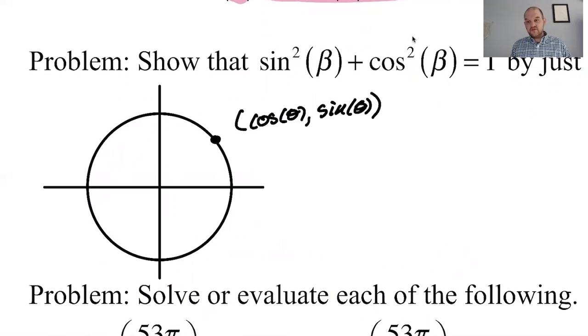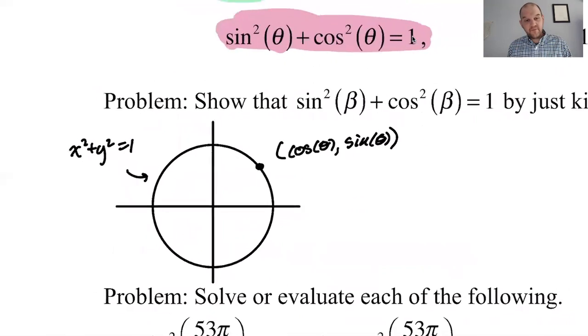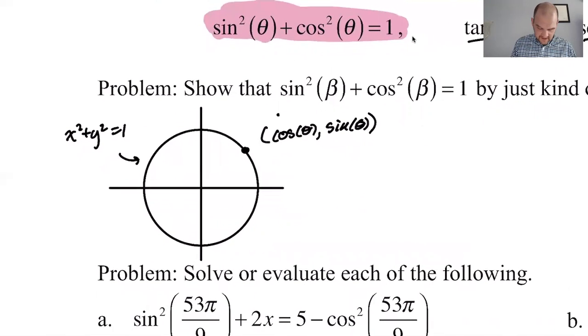But then it's the unit circle, right? So what's the equation of the unit circle? It's x squared plus y squared equals 1. So what's going to happen if I substitute x equals cosine, y equals sine? Based on that, therefore, cosine squared plus sine squared equals 1.